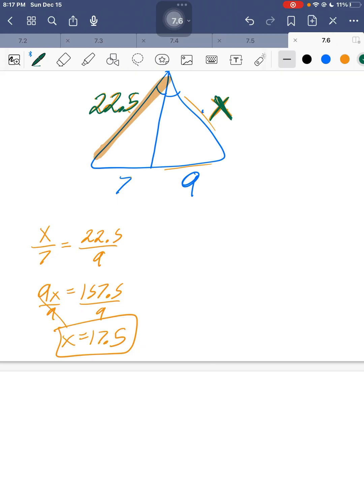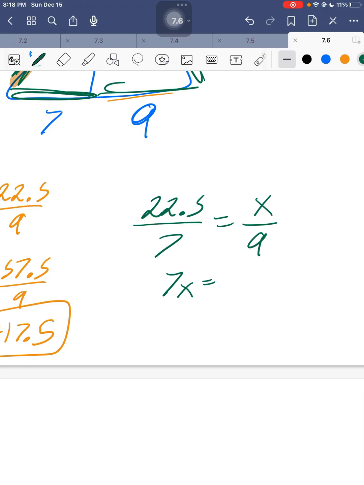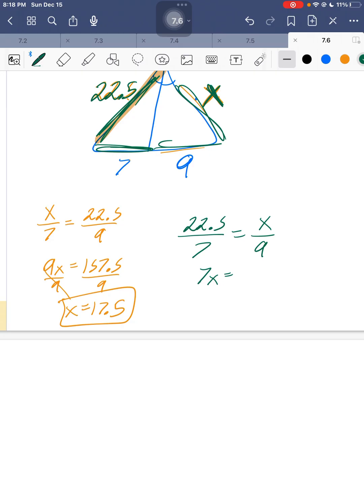So now I'll do it in green. 22.5, I'll write it in green. This x in green. So 22.5 to 7 is equal to x to 9. So 7x equals, what is 9 times 22.5? 202. Okay, so my pen just died.